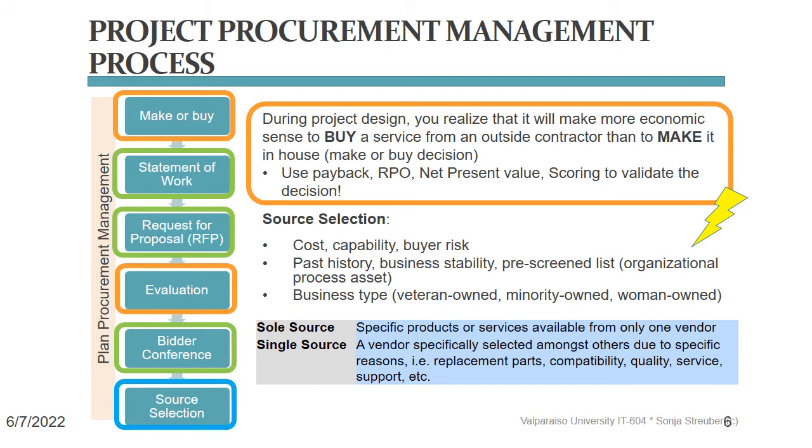If there is only one vendor in the entire country or world who knows how to build that specific piece of hardware or software that you need for your project, that is called sole source. If there are a number of vendors that could build that part, but your company has decided to use one particular one because they have a specific contractual history with them, that is called single source. And that, in a nutshell, is your project procurement process.